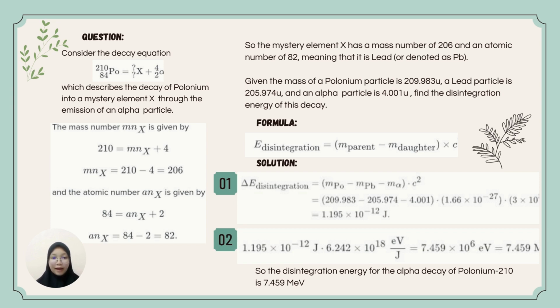So, using the masses of the polonium particle, the lead particle, and the alpha particle, we can now calculate the disintegration energy for this decay. Once again, we insert all the information into our equation and we get 1.195 times 10 to the power of negative 12 joule. Then convert it to electron volts. So the disintegration energy for the alpha decay of polonium-210 is 7.459 mega electron volts.